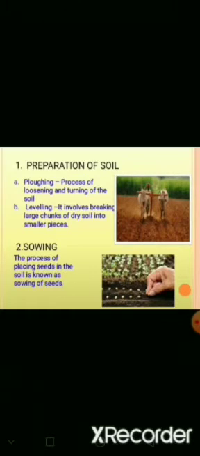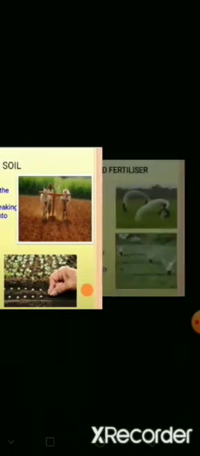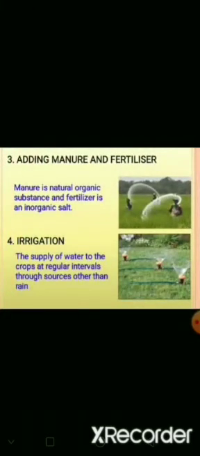The second step of agricultural practices is sowing. The process of placing seeds in the soil is known as sowing of seeds. The seeds can be sown by seed drill or by broadcasting. The third step is adding manure and fertilizers. Manure is a natural organic substance, whereas fertilizer is made of inorganic salts which are prepared in factories.